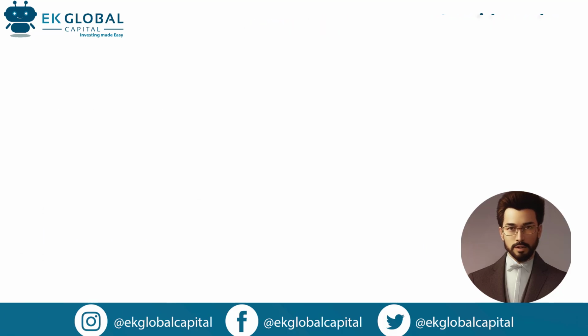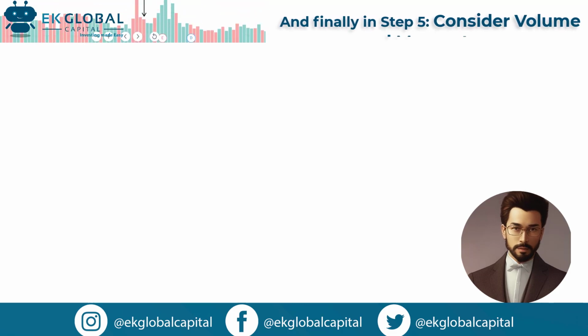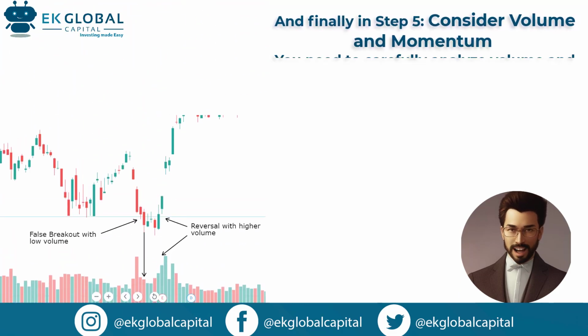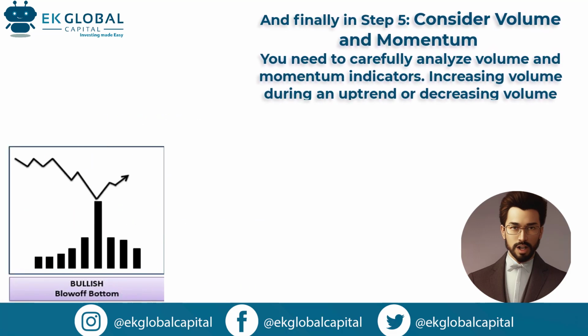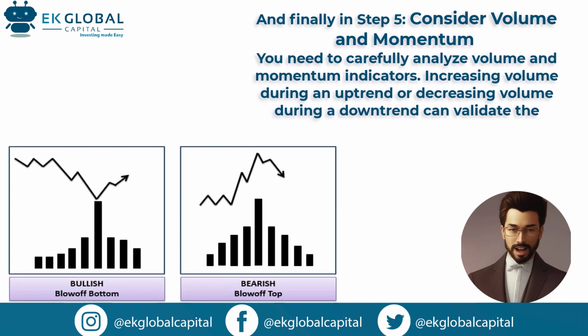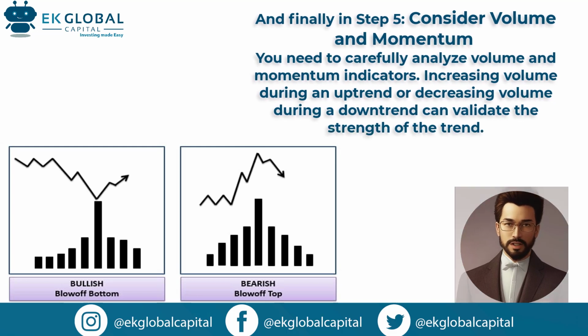And finally, in step 5, consider volume and momentum. You need to carefully analyze volume and momentum indicators. Increasing volume during an uptrend or decreasing volume during a downtrend can validate the strength of the trend.